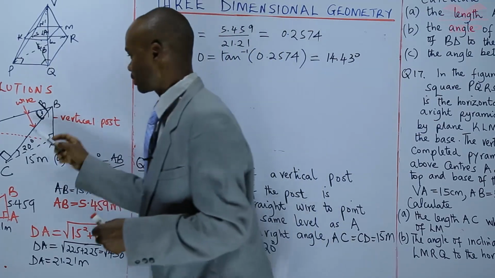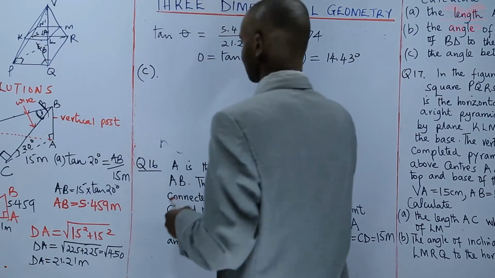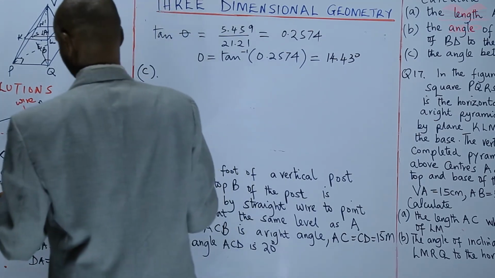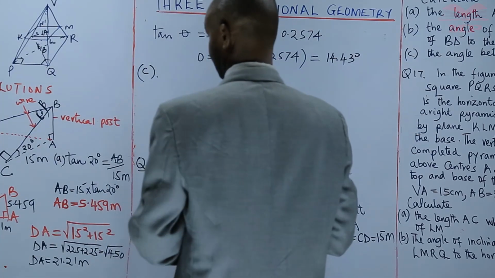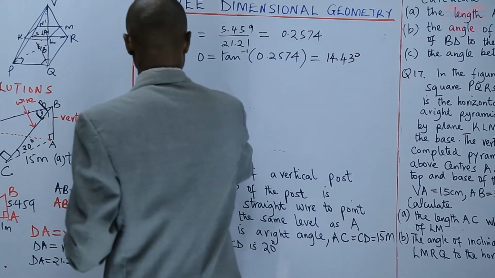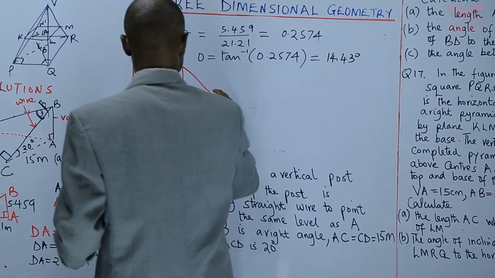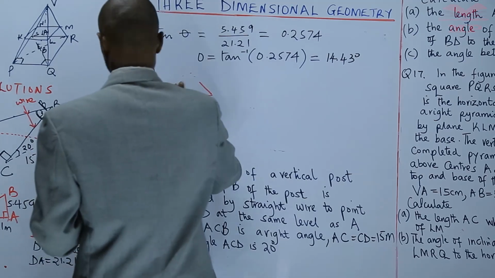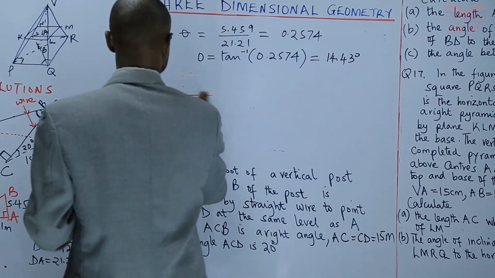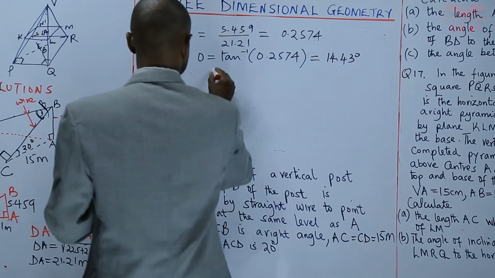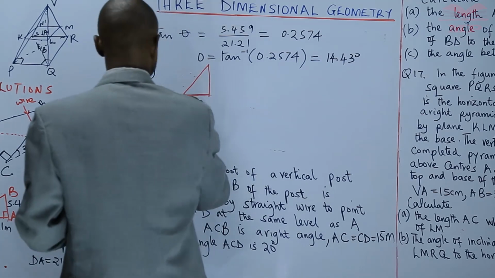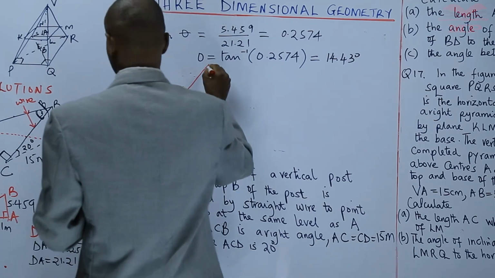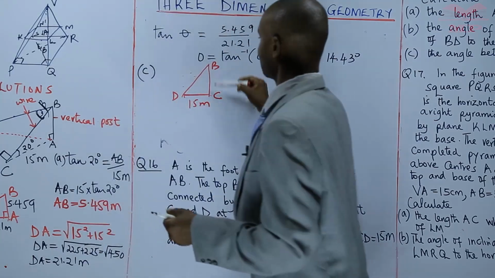So you'll extract this right angled triangle. You'll extract that. It is this triangle. We'll use these. This is 15 meters. This is D. This is C. This is B. So they're asking the angle between BC and BD.